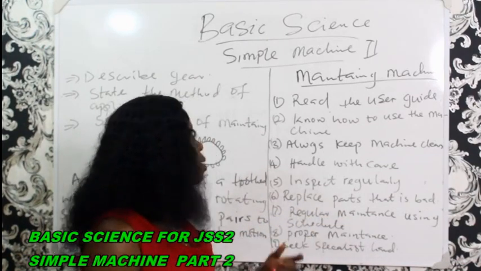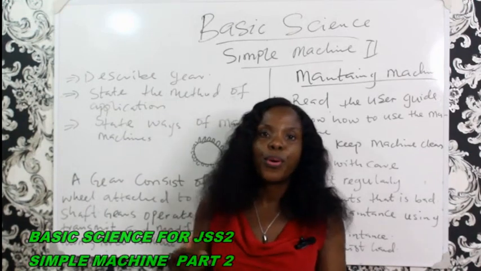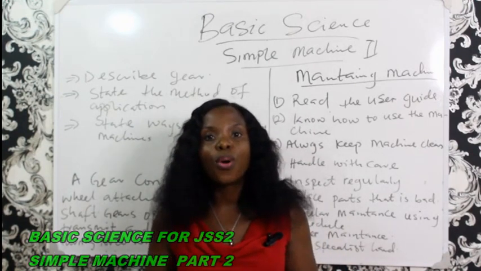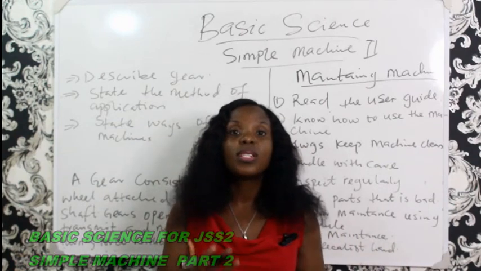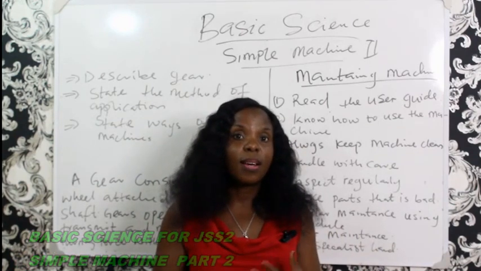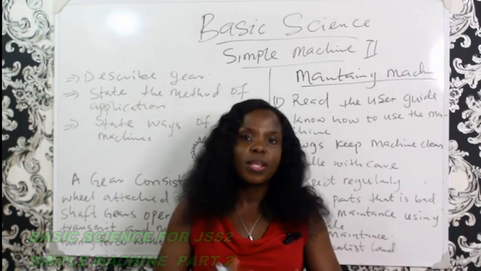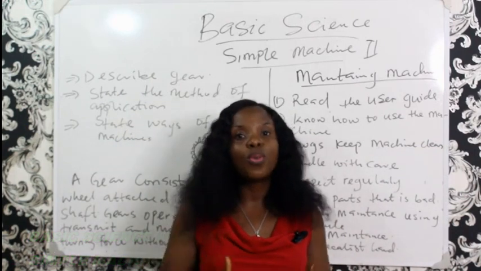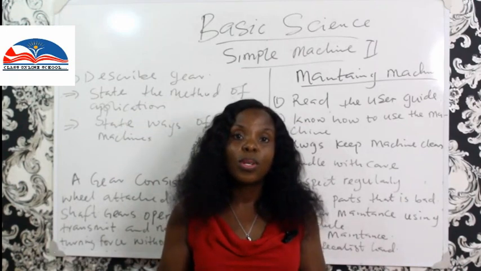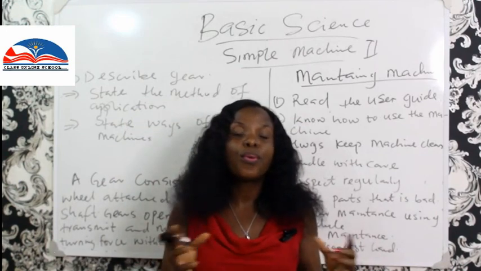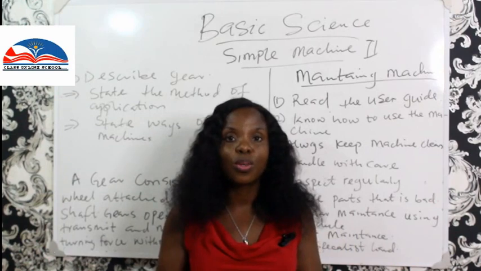Regular maintenance using a schedule. Let's say, for example, your car, your motorcycle, your generator in your house. You're supposed to change the oil at intervals. Some change every 2 weeks, every 1 month, every 2 months, depending on usage. Always have a scheduled time to do this simple maintenance culture.